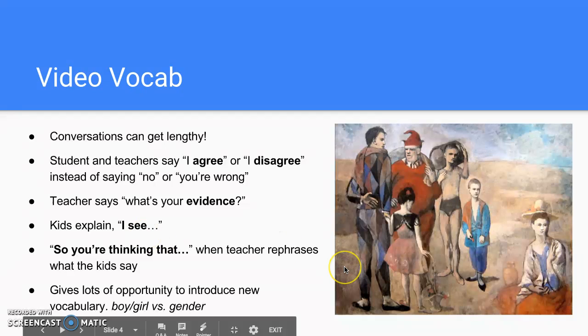So I put this picture on here because this was from a 1st grade discussion, and I thought it was a strange picture, but it was a really cool conversation because the kids had such different ideas, and they were very respectful of all the different ideas.